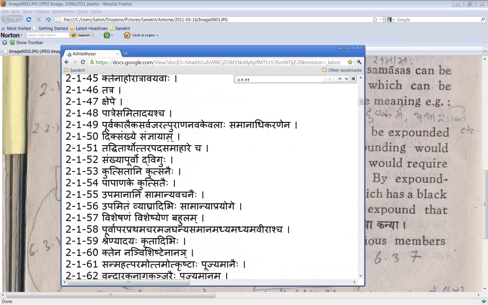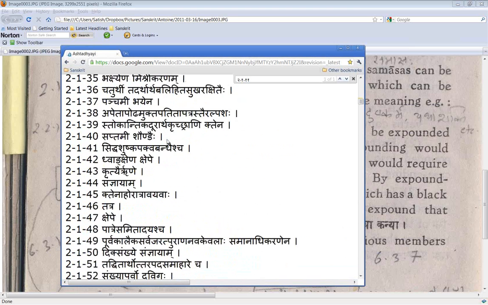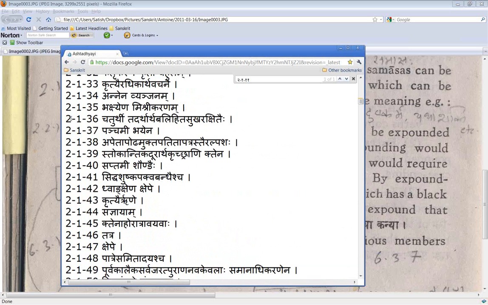Apumatam Jagaradibi. Chaturthi Satpurusha. This 2.1.36 has a vartikam on it. It's nitya samasa there also, because the vartikam says nityam samaschate.